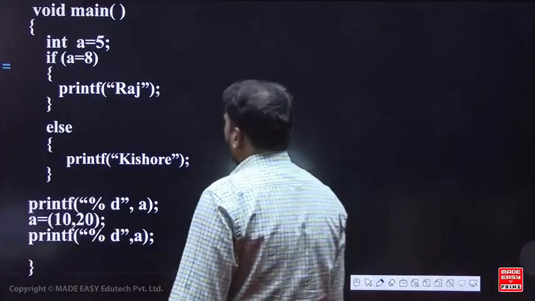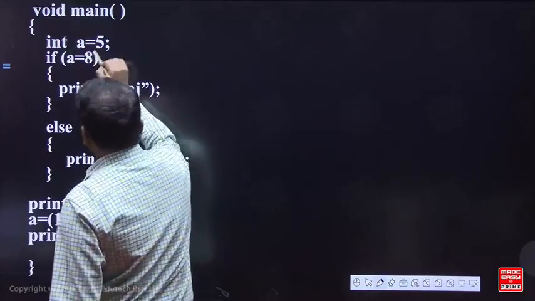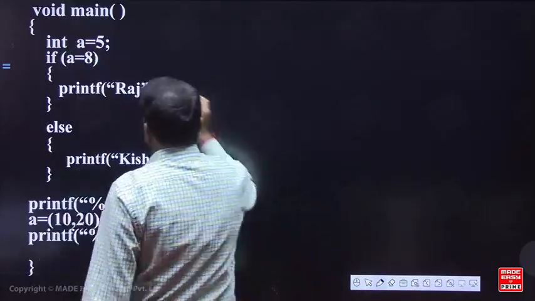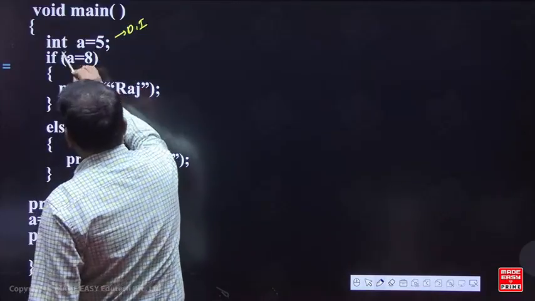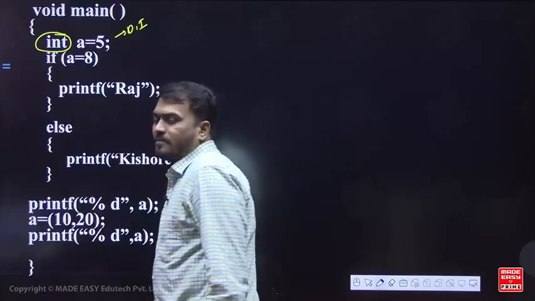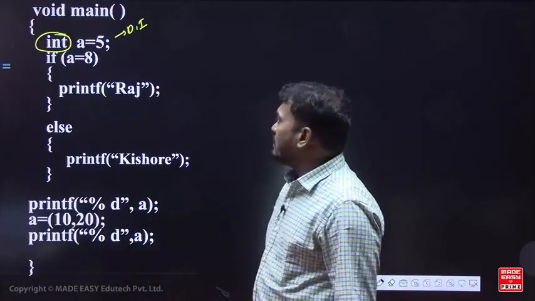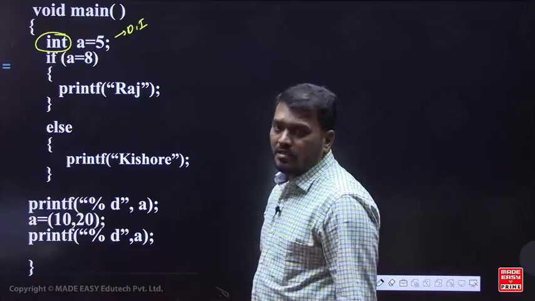So first, listen here, integer a equal to 5. So what is this here? What do you call this? This is called a declaration and initialization both. When I specify integer, that is what is called a declaration. Declaring the variable integer, and a equal to 5, that is called initialization.